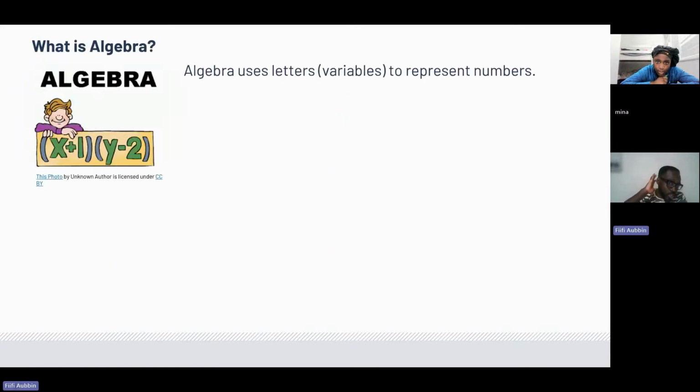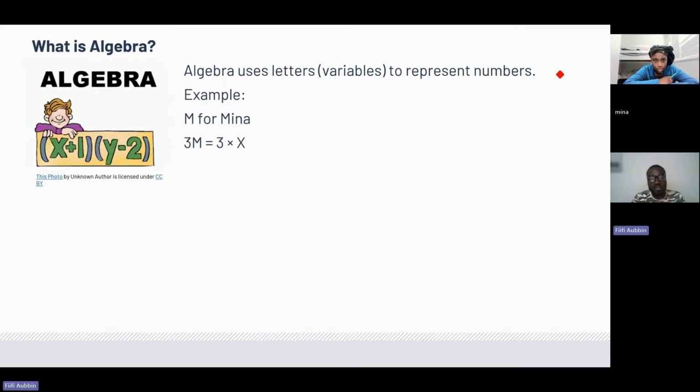So we say that algebra uses letters. A letter can be any of the alphabet, A to Z, to represent numbers. Does that make sense? Yeah. And you are Mina, right? Yeah. So M for Mina. So I can use M to represent you. Then in an equation or in an expression, maybe I want to find M. Does that make sense? So that is what algebra is about.